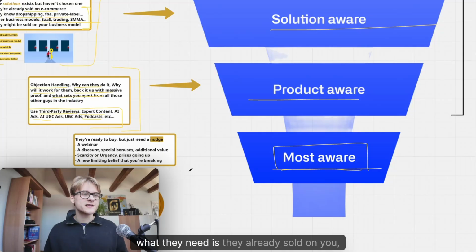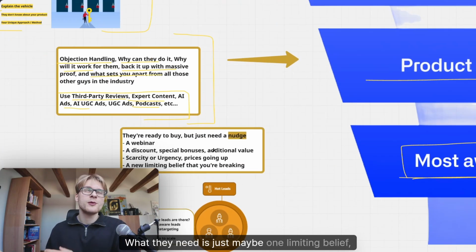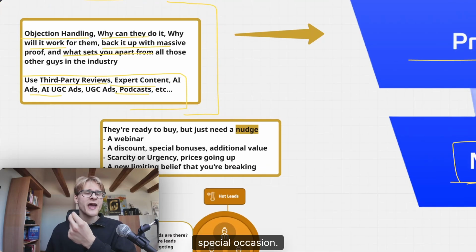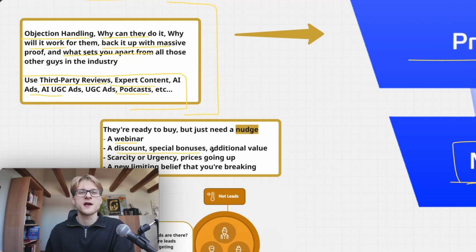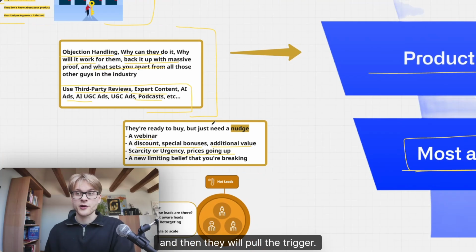What they need is, they're already sold on you, they're already sold on the offer. What they need is just maybe one limiting belief, one objection, or one special occasion. So stuff like a webinar, a discount, a summer discount, a special bonus, additional value, another deliverable, scarcity, urgency, prices go up, and so on. And then they will pull the trigger, okay?